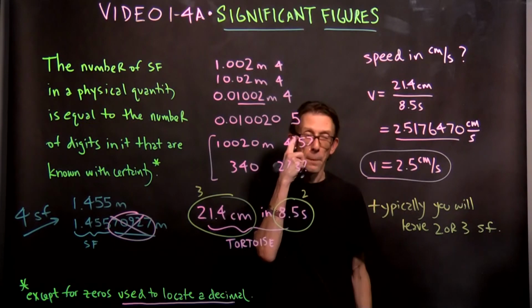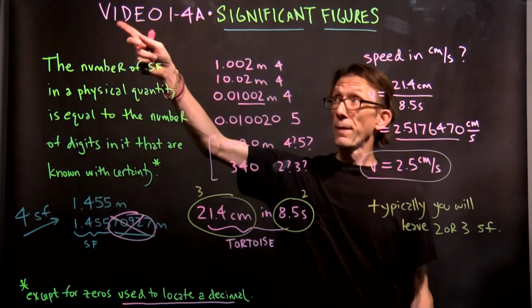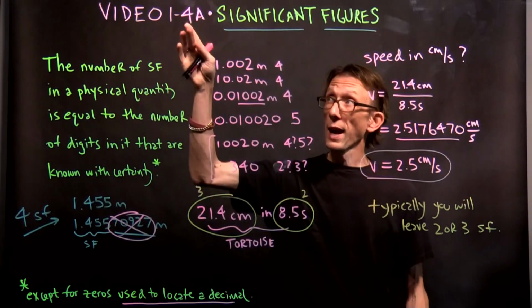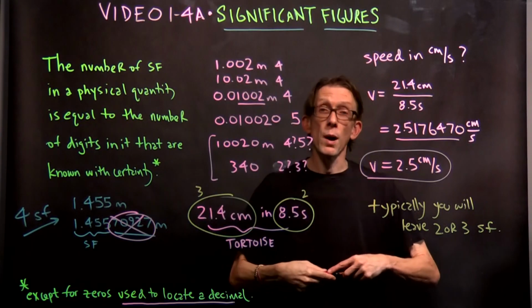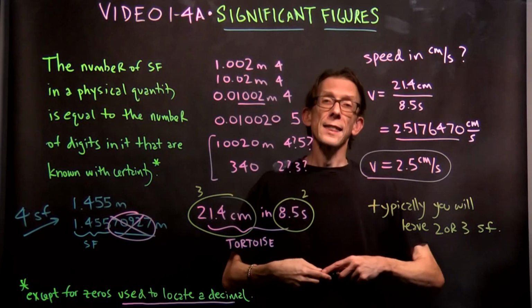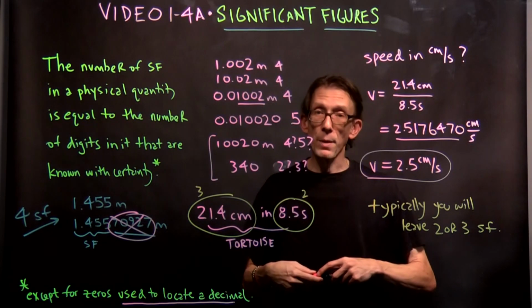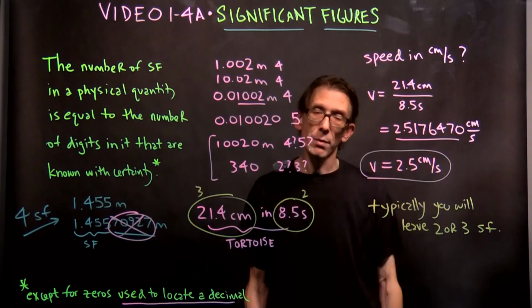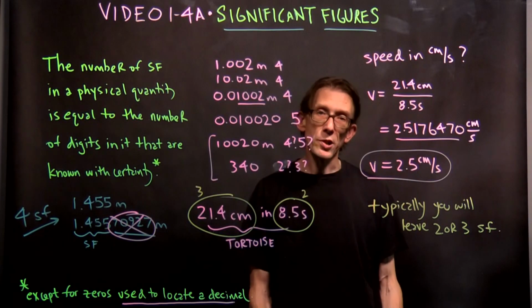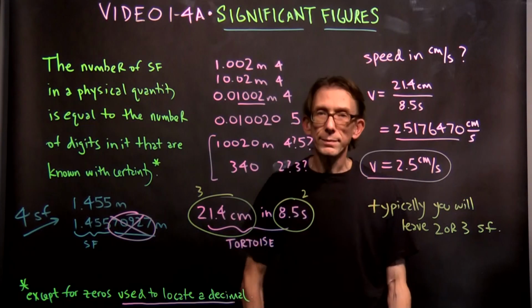Now I'm going to do one more. The next lecture is going to be over the same section. It's going to be video 1-4B. We're still going to talk about significant figures, but I'm going to give you an example of how to think through using significant figures. That's coming up next. We're going to talk about measuring a table and all of the problems that you can get from measuring a table. It's hairier than you might think.